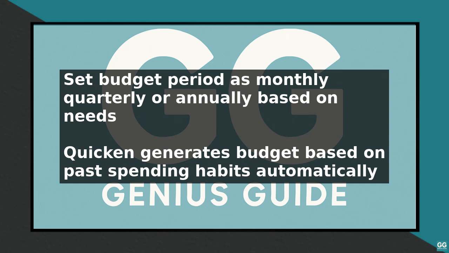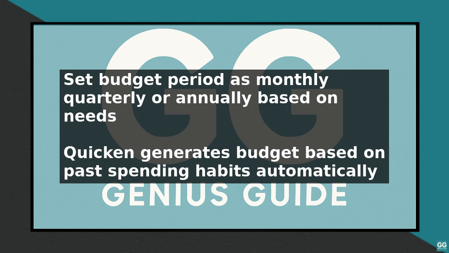Quicken will then automatically generate a budget based on your past spending habits. You can customize your budget by adding or removing categories and setting target amounts for each category. It is essential to regularly review and update your budget to ensure it accurately reflects your spending habits.